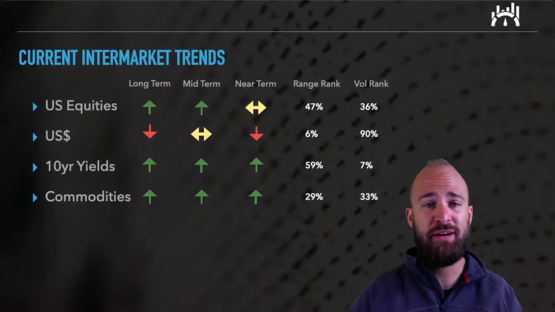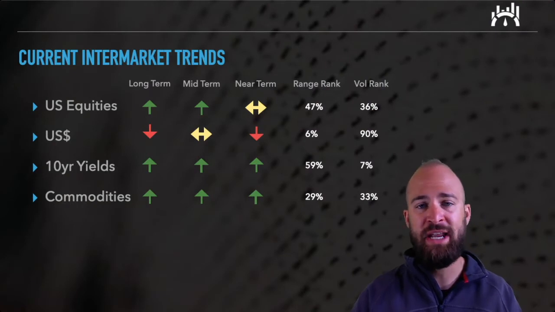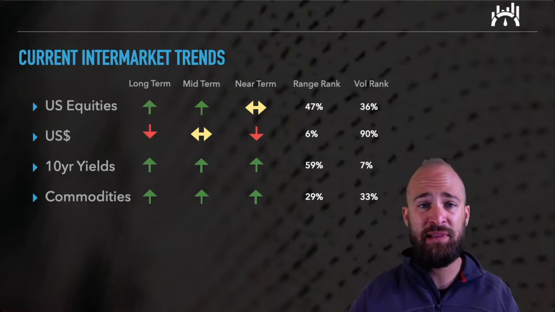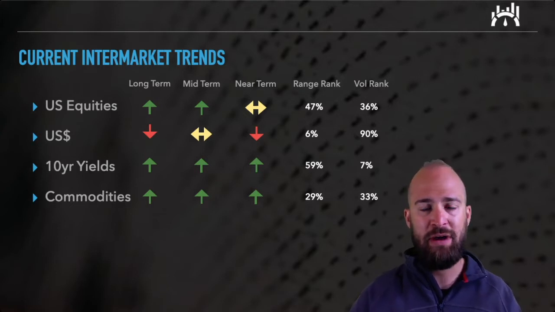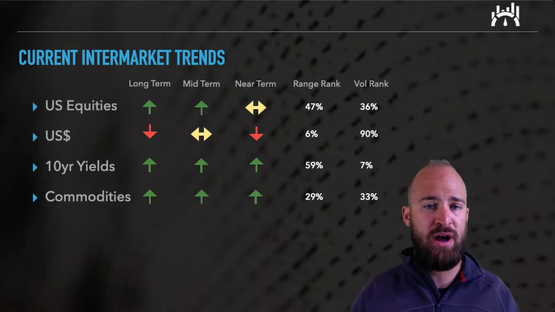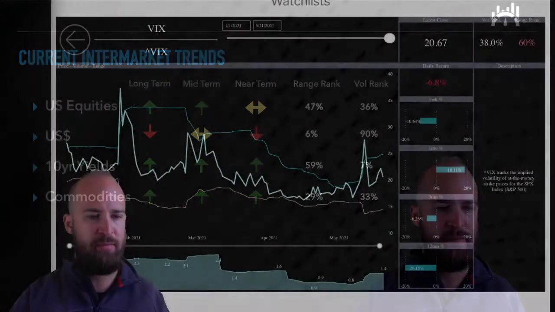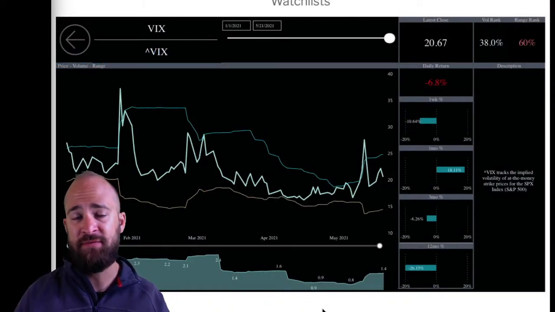So jumping into the current intermarket trends, no real changes from last week to this week. So the same long-term, mid-term, near-term trends still in play in all of the major asset classes here. We did get a slight correction earlier this week in US equities, and that's really just a product of the current volatility environment. So jumping into the bear matrix here and looking at VIX, which is volatility on the S&P 500, pretty good gauge of overall market volatility.